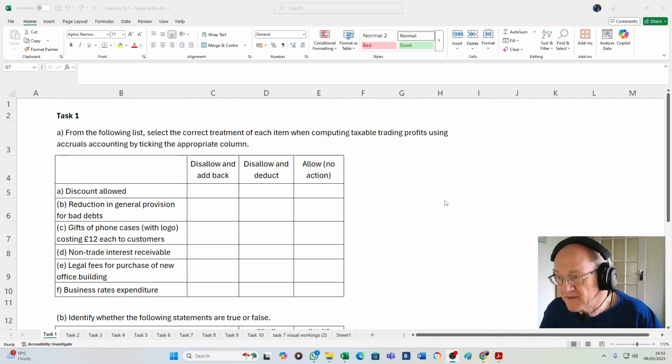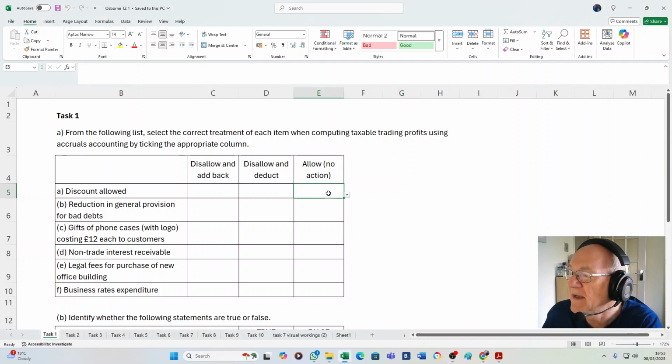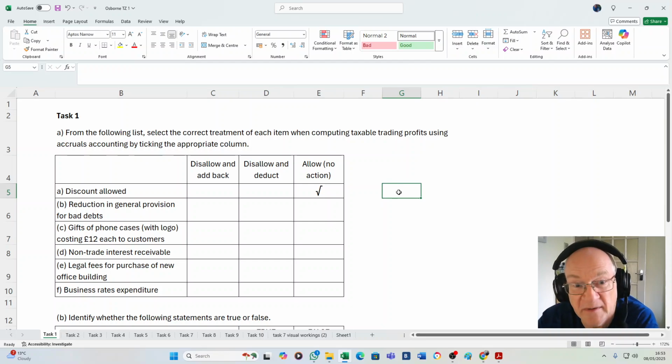Reference material. Now, discounts allowed is a normal everyday discount that you give your customers. So there is absolutely no way it's going to be anything allowable, perfectly no action. We don't need to do anything with it. It's perfectly okay sitting in accounting profit and tax adjusted accounting profit. However, this one, the second one, isn't.